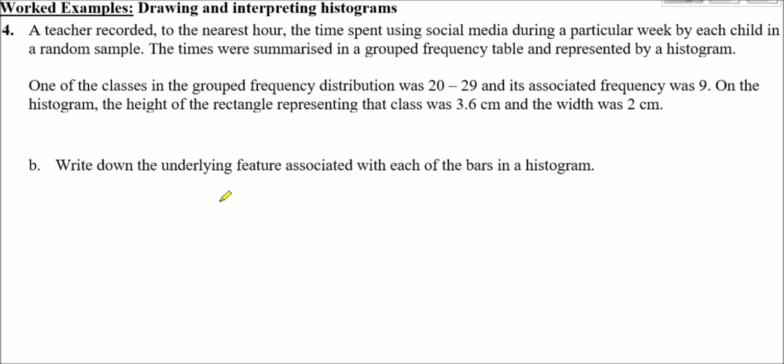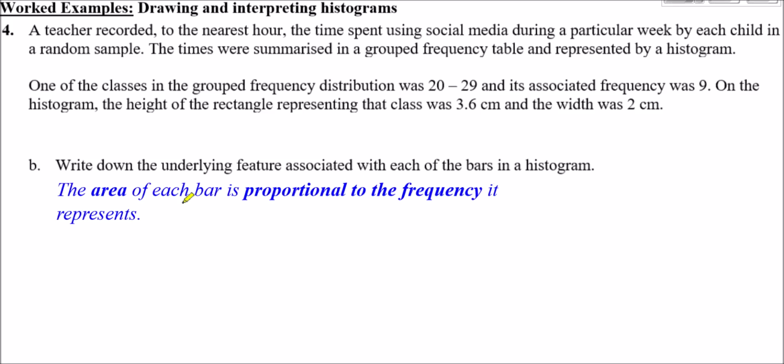Part B, write down the underlying feature associated with each of the bars in a histogram. So what makes a histogram a histogram? What's the main defining feature? It's essentially that the area of each bar is proportional to the frequency it's representing.